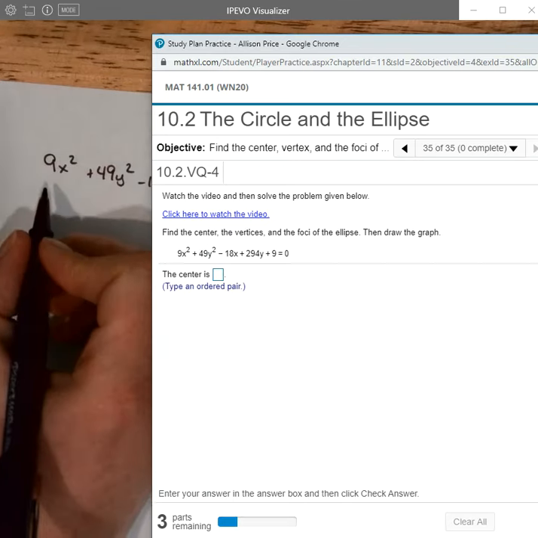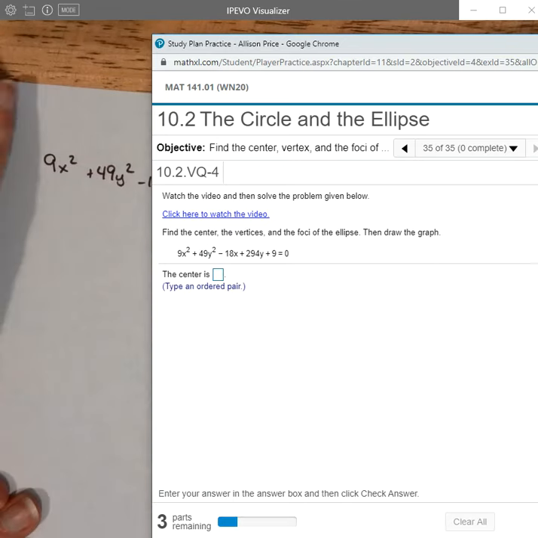Okay, we're going to take a quick look at two types of problems on MyMathLab. The first one, we have an equation here that we want to identify the center, vertices, and foci of. It's an ellipse, and then we're going to draw it. So let's see how this one works.